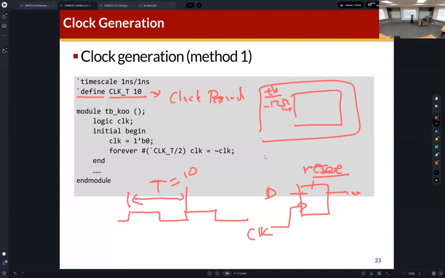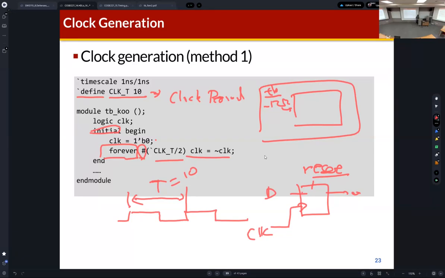Also inside of the testbench code, I declare the clock as a logic data type. And then you can find the initial statement. The initial statement is executed once at the beginning of the simulation, right? So I define the initial value of the clock as 0. And you can find forever, and then the pound sign. The pound sign means the delay. So it's CLK_T divided by 2, then the clock is equal to the inverse of the clock.